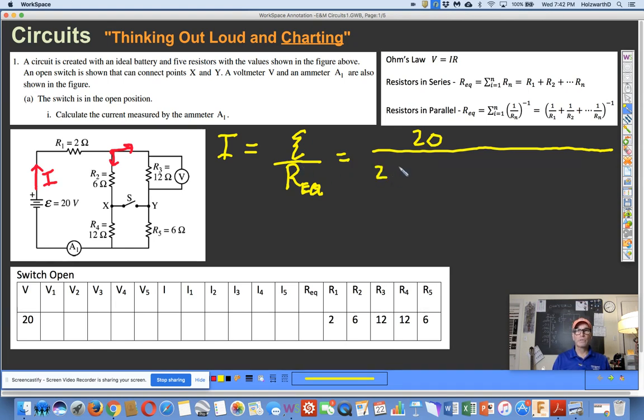2 plus, now that's in series with the 6 and the 12 and the 12 and the 6, where both sets of resistors are in series, but they're in parallel to one another. So this is how I'm going to go about it. Resistors in parallel is the inverse sum, okay? And now, in this case, we have 6 plus 12. So 1 over 6 plus 12, so those two together make up an equivalent resistance.